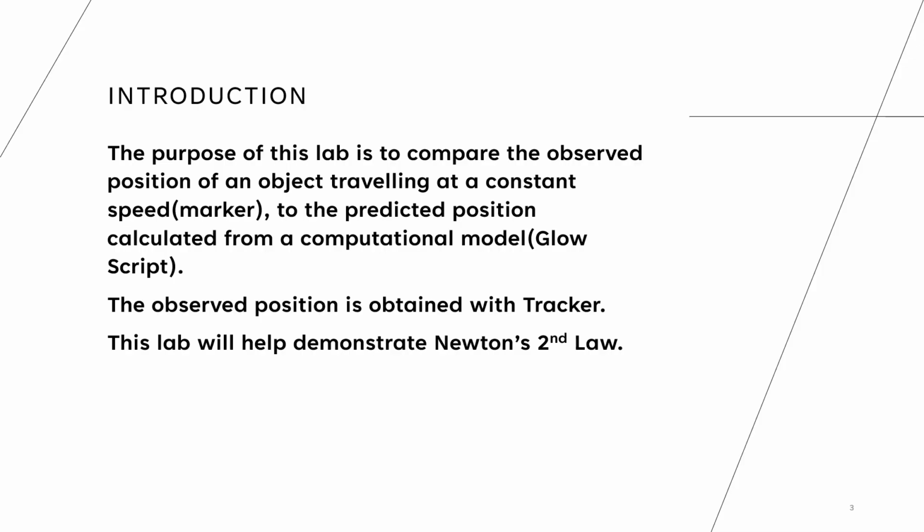So for the introduction, the purpose of this lab is to compare the observed position of an object traveling at a constant speed, in this case a marker, to the predicted position calculated from a computational model. We used GlowScript. The observed position is obtained with Tracker, and the lab will demonstrate Newton's second law.